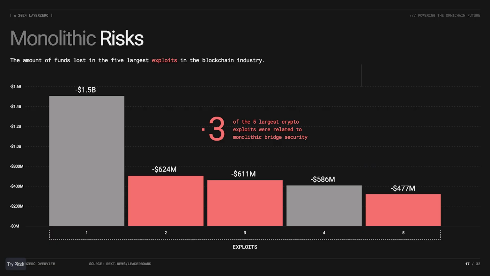With that in mind, when we look historically at some of the largest hacks in the space, 3 out of the 5 largest hacks that we've seen in the blockchain industry have come from these monolithic bridge security providers that have had an exploit in their core contracts, either due to upgradability or direct issues with their validators going rogue, which has led to billions of dollars in losses because developers and applications cannot trust their bridge infrastructure.